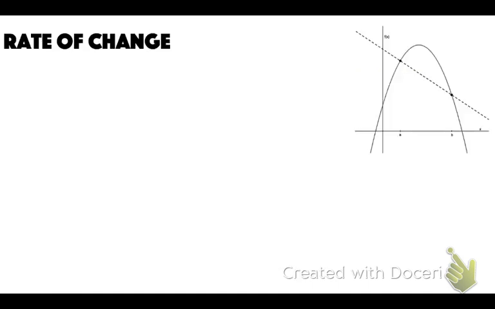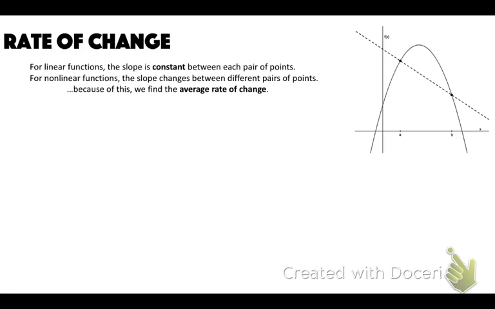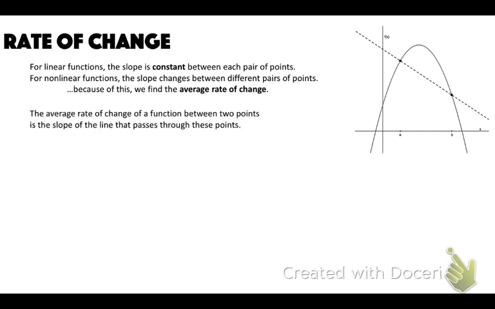Okay, rate of change. So for linear functions, the slope is constant between two pairs of points. But if we're looking at different types of functions now, so for a non-linear function, the slope changes between different pairs of points. This is why we call it the average rate of change, because it's not a constant slope anymore. We're given 2 points and we have to find the rate of change between those 2 points.